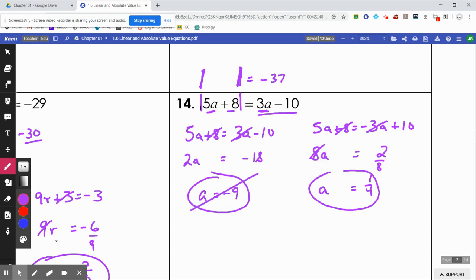We do the same thing with 1/4 just to check it, because there's a possibility we might not have any answers. 5 times 1/4 is 5/4. We have to add 8. Common denominator, multiply top and bottom by 4, gives me a 4 on the bottom, gives me a 32 on top. That would be 37/4. 3 times 1/4 is 3/4. Let's come over here, 3/4. And I've got to subtract 10.